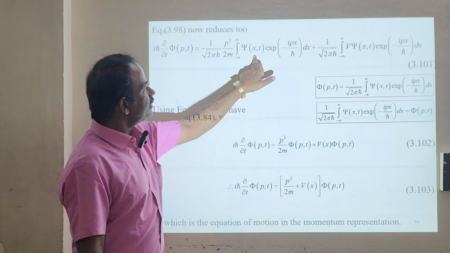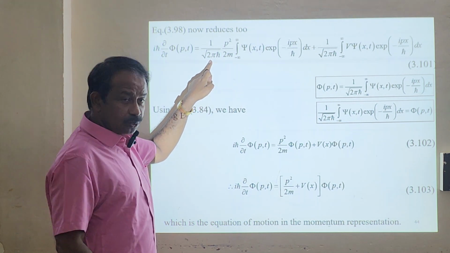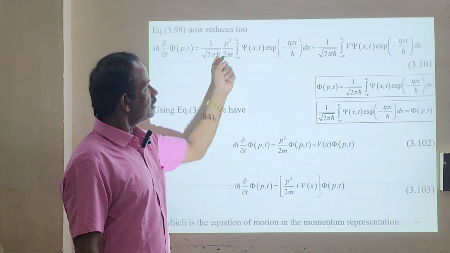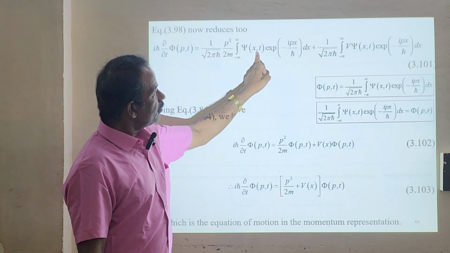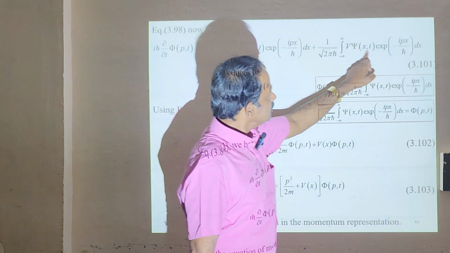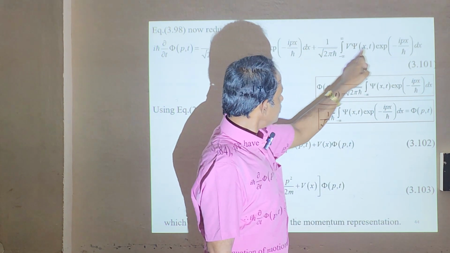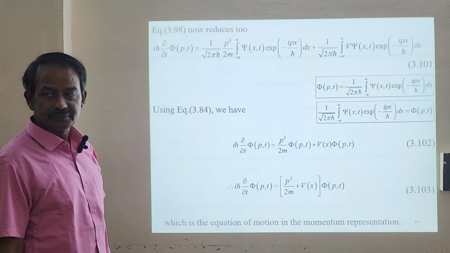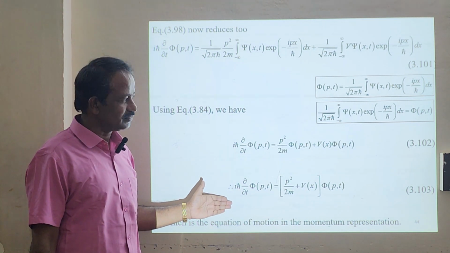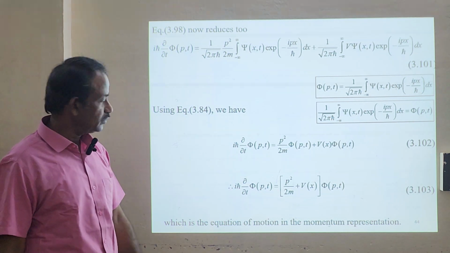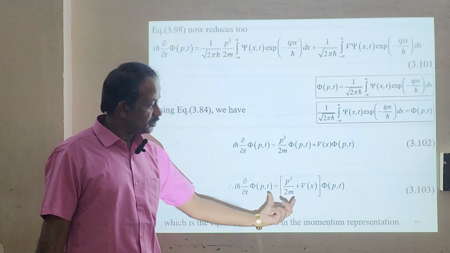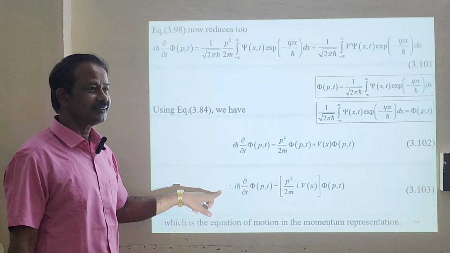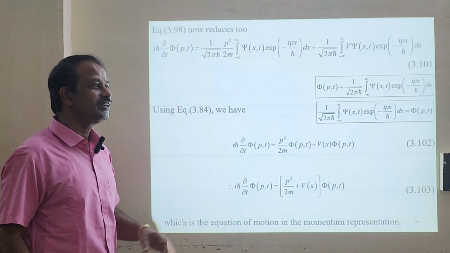This term, with 1 divided by root 2 pi h cross, can be written as phi of p comma t. So p squared by 2m phi of p comma t. Similarly, this term except V, with 1 divided by root 2 pi h cross, can be written as phi of p comma t. So your equation of motion becomes exactly like this, equation 3.103. Your total energy, which equals kinetic energy plus potential energy, is in momentum space. See, they are all in momentum space. So this is your equation of motion.